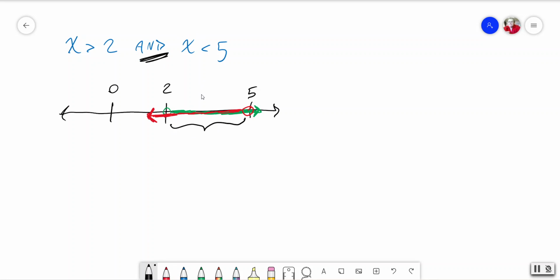So what you really want is the place where the green and the red overlap, but you can write it in one simple way. Open circle or parenthesis on the 2, open circle or parenthesis on the 5. Between them, you don't need the rest of the arrows going off to infinity because they are irrelevant to this.